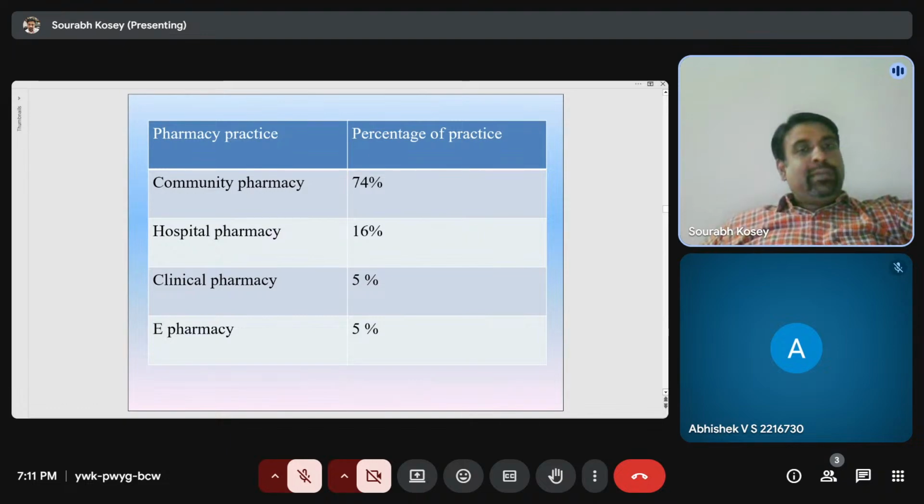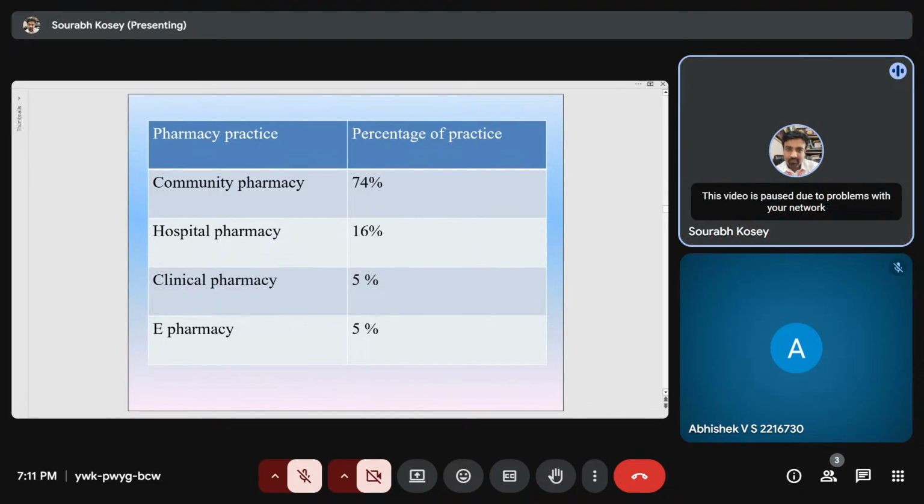So in India, 5 types of pharmacy practice are nowadays witnessed: community, hospital, online pharmacy, Jan Aushadhi Kendra, and clinical pharmacy. Out of 5, in 4 we are dispensing. In one, clinical pharmacy, we do not dispense, but we cross-check the rationality.